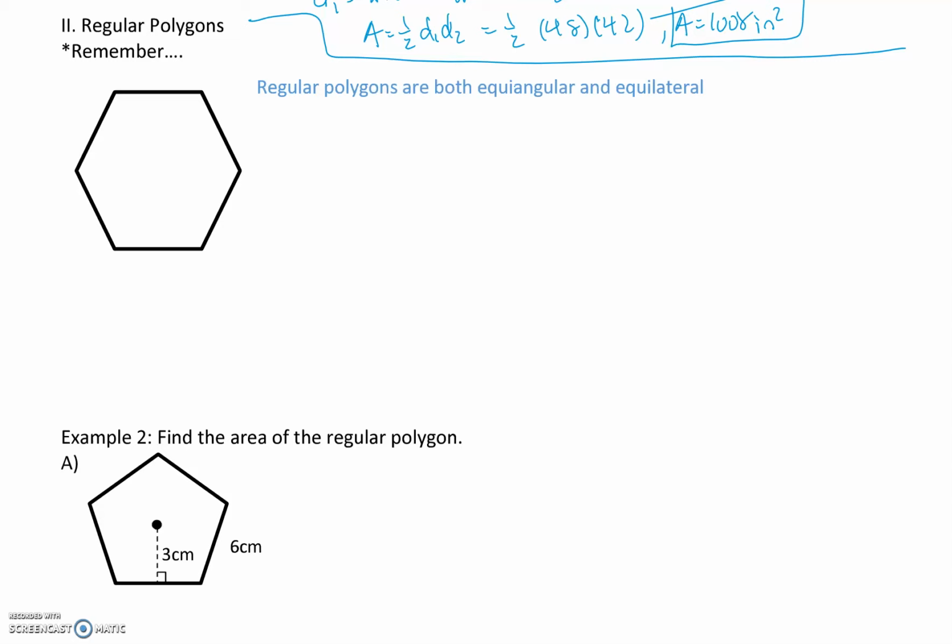Okay, so when we're dealing with a regular polygon, you need to know it's regular, or remember you'll see the markings. All the angles are the same, all the sides are the same. So what we want to do is talk about some different parts of this regular polygon before we go into how we actually calculate area.